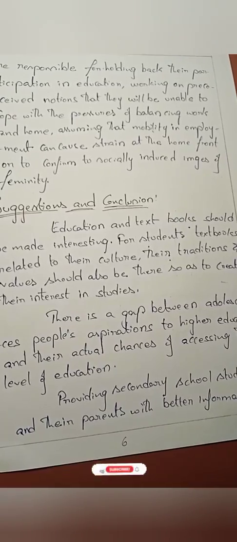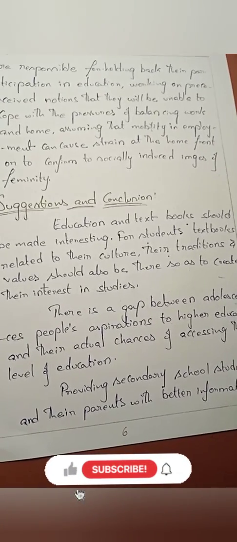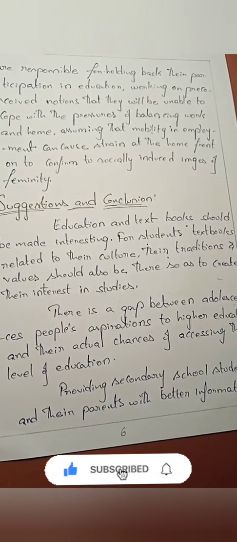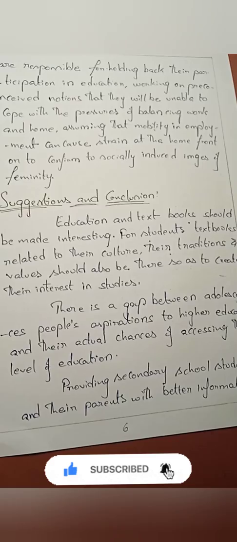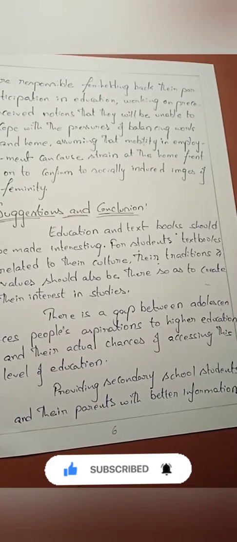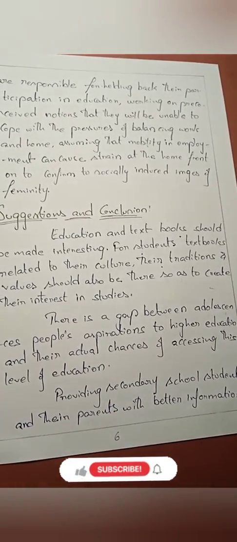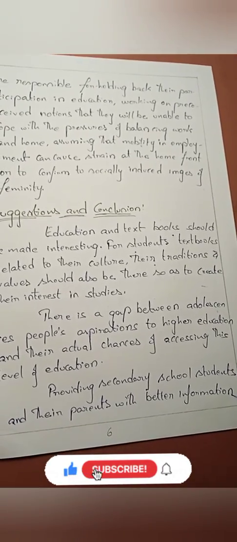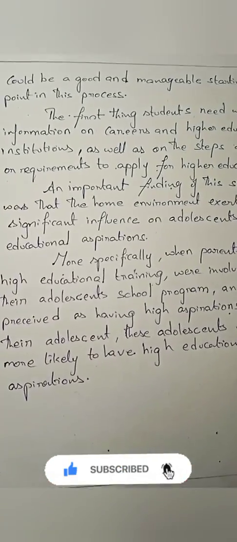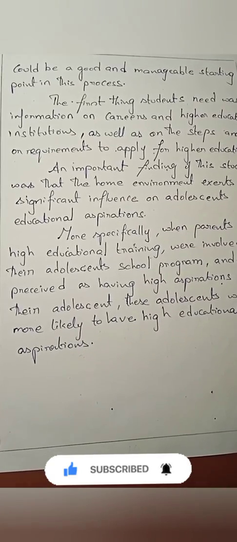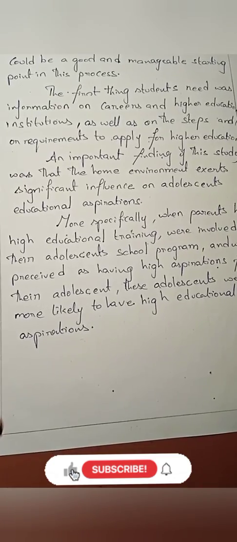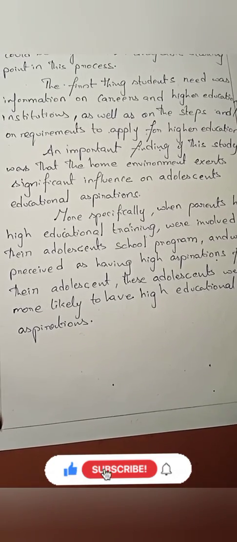Suggestion and conclusion. Education textbooks should be made interesting for students, with textbooks relating to their culture. Their traditions and values should also be there so as to create their interest in studies. There is a gap between adolescent people's aspiration to higher education and their actual chance of attaining that level of education. Providing secondary school students and their parents with better information could be a good and manageable starting point in the process. The first thing students need is information on careers and higher education institutions, as well as the steps and requirements to apply for higher education.